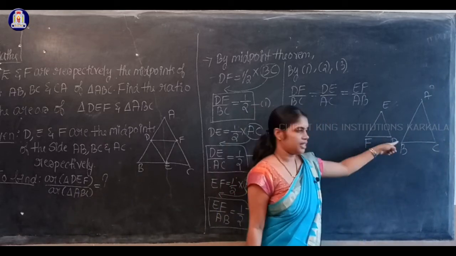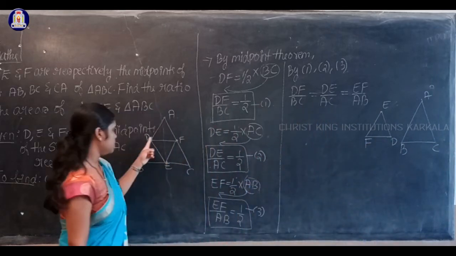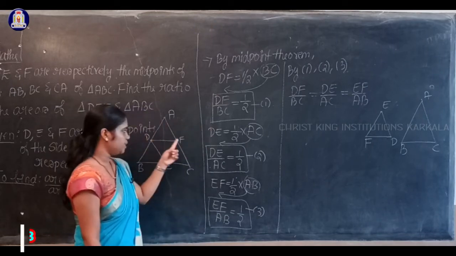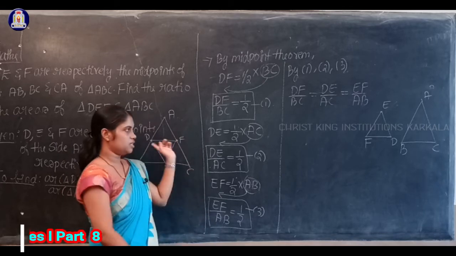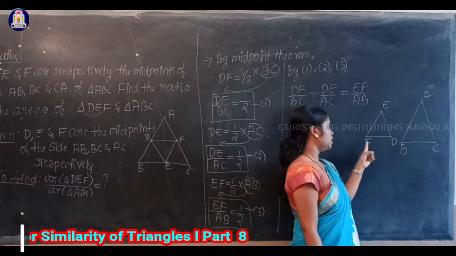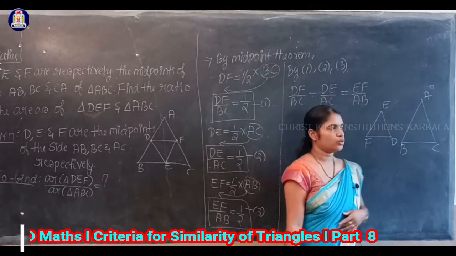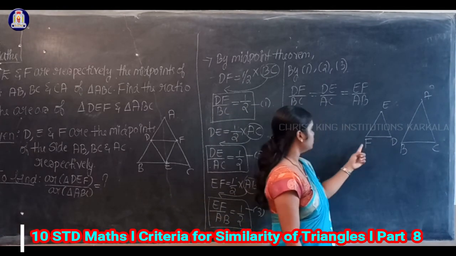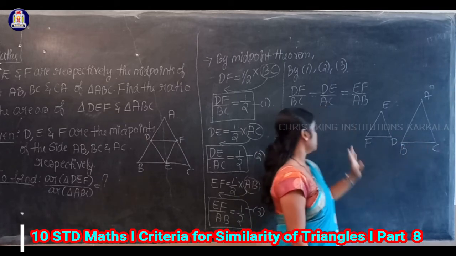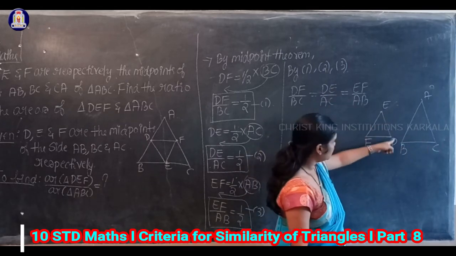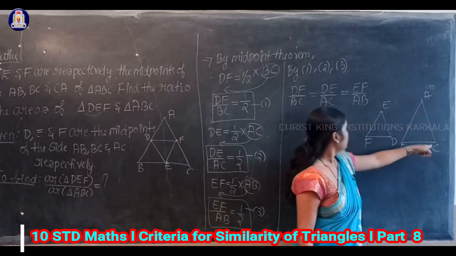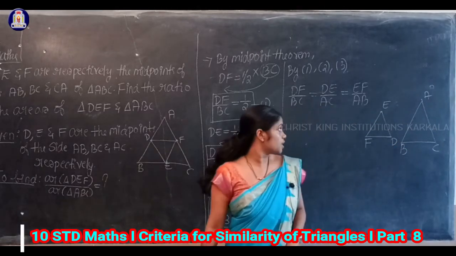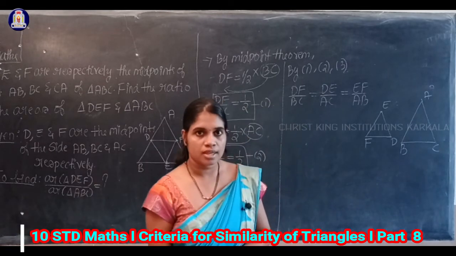See, after reversing, this F and D will become reversed. It will become FD. Don't write DF. After the reversing, it will become FD. F will come here and D will come here. Now you just compare the sides: DF by BC, DE by AC, next EF by AB. Can you observe here its corresponding sides are proportional, isn't it?